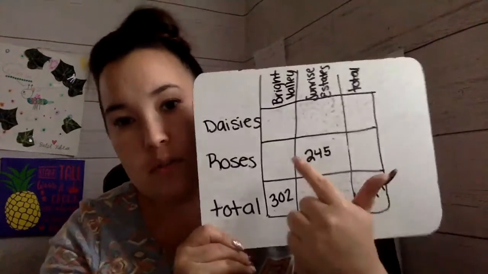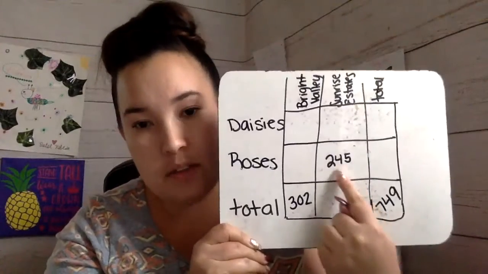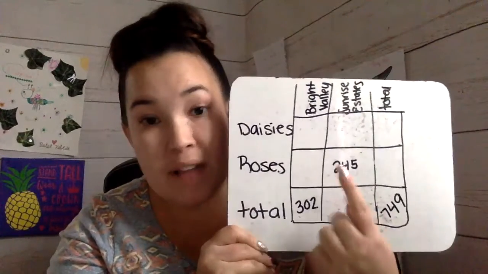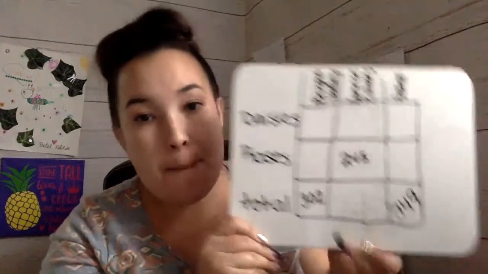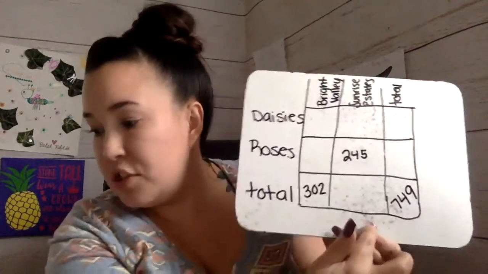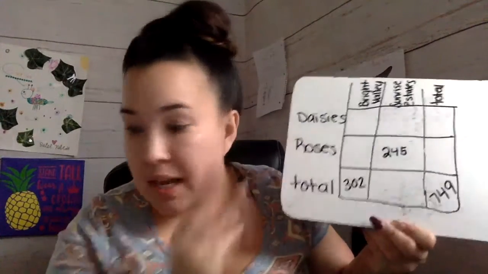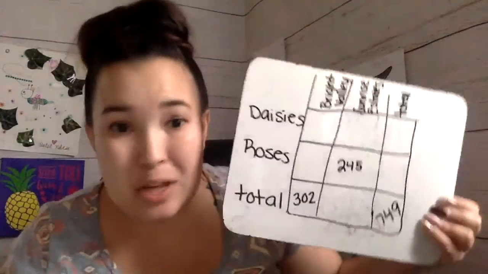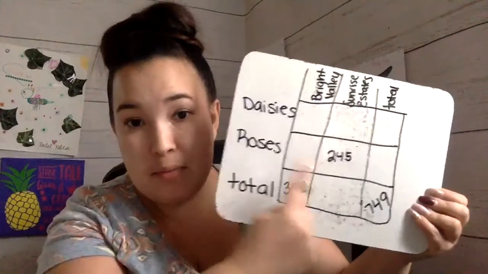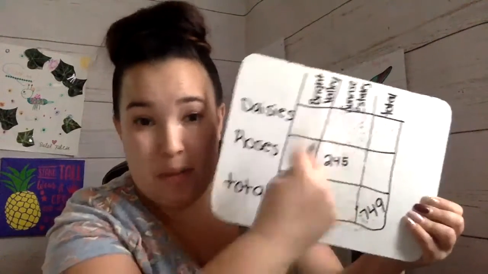Fact 1 says that there are 245 roses in Sunrise Estates. And then the total number of flowers for Bright Valley is 302, so I write 302 there. Now, fact 3 says that the number of roses in Sunrise Estates is 127 more than the number of roses in Bright Valley. Well, I don't have anything here to help me with that besides the number of roses in Sunrise Estates, and I don't have any other numbers to help me.